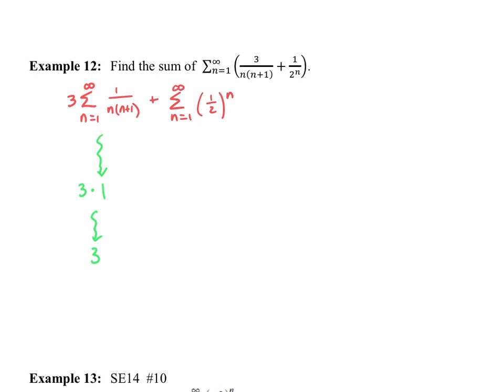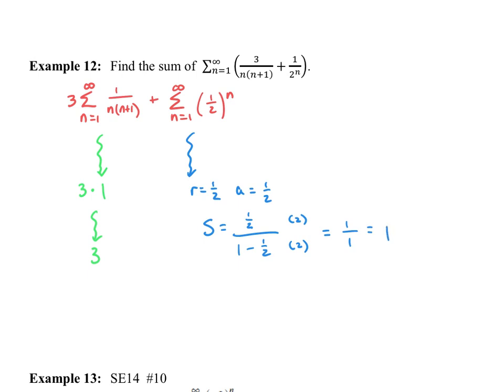And over here, we have a geometric series because we have an r value of 1/2. We have an a value of 1/2. And based on the r value, it's convergent. So we're going to find the sum of that, which is 1/2 divided by 1 minus 1/2. If this looks familiar, we did this really early on here. We get 1 divided by 1, so we get 1.